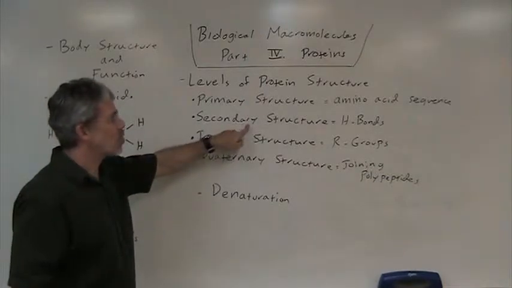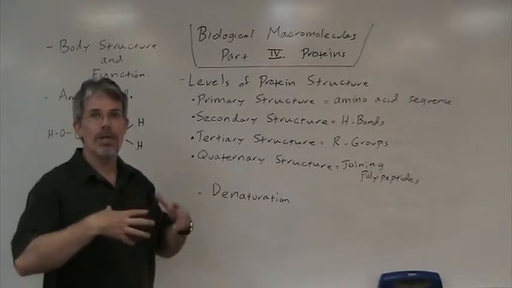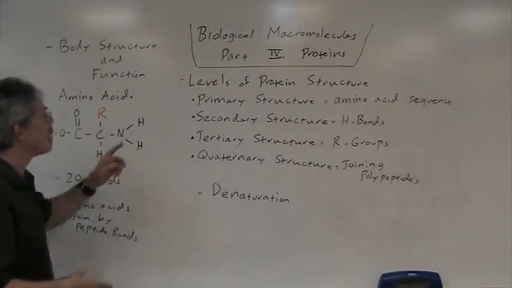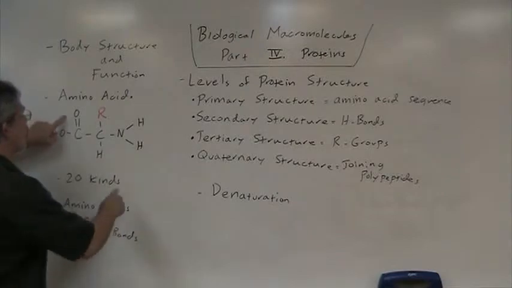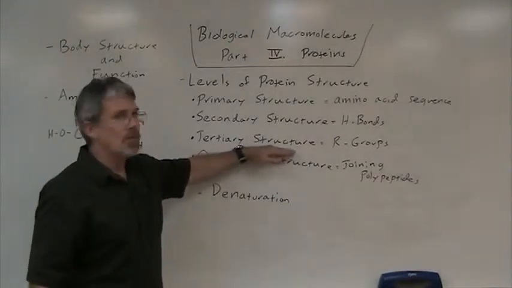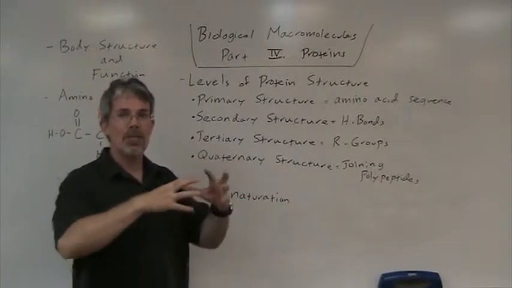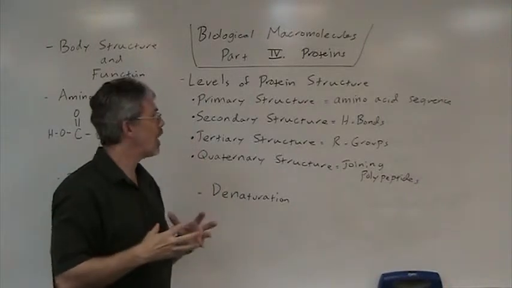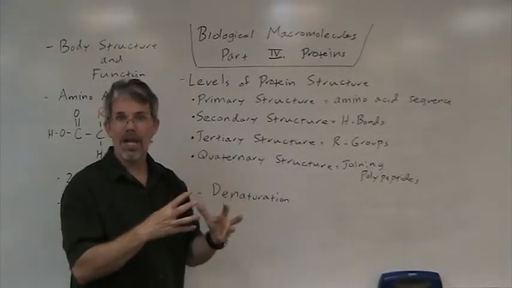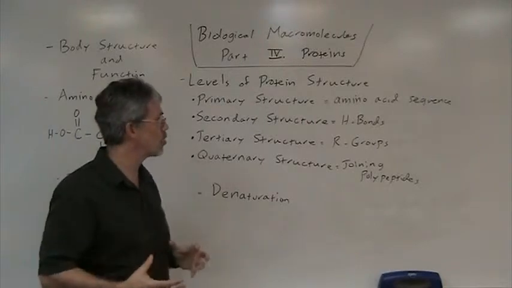Now, the secondary structure is taking this chain of amino acids and coiling it up either into an alpha helix or a beta pleated sheet according to hydrogen bonds between carboxyl and amino groups in the chain. The tertiary structure causes more wadding or coiling or folding into a three-dimensional polypeptide, and it's due to the interaction of the R groups that may attract or repel or have various bonds with each other, forming a three-dimensional shape.